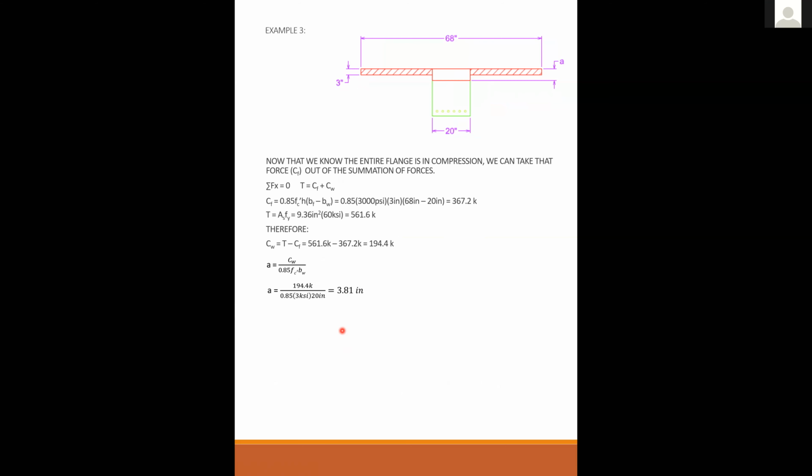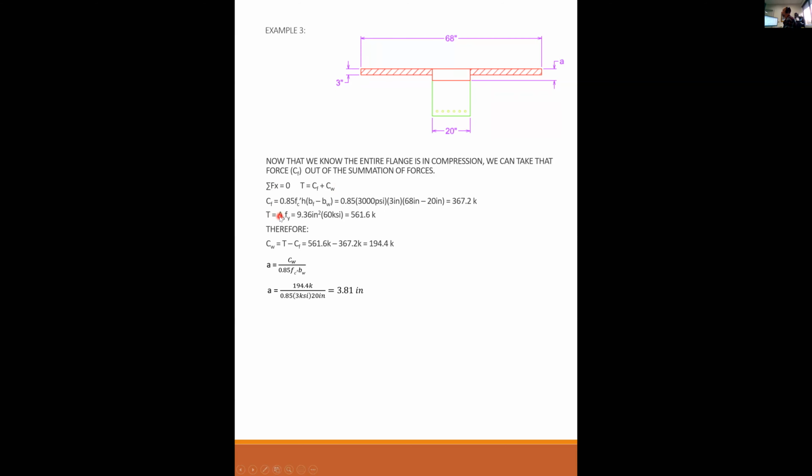I have a question. The very first statement, it says we can take the force C sub F out of the summation of forces. Yes. So why do we still calculate it? We need to know what it is so we can take it away from the total.